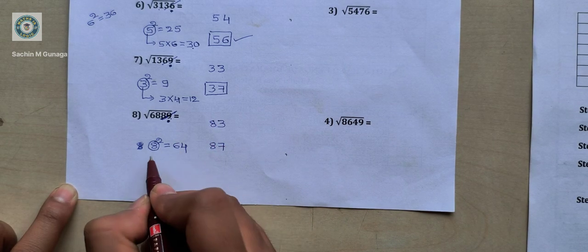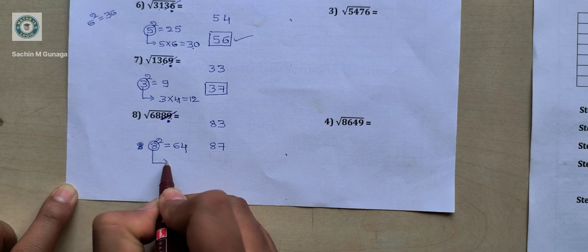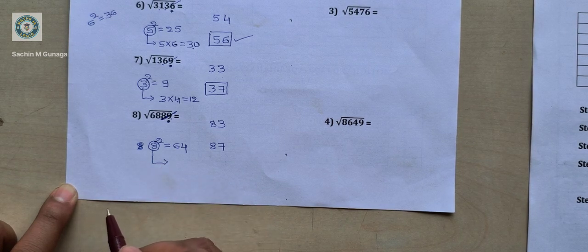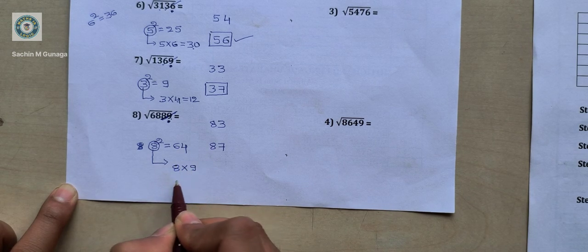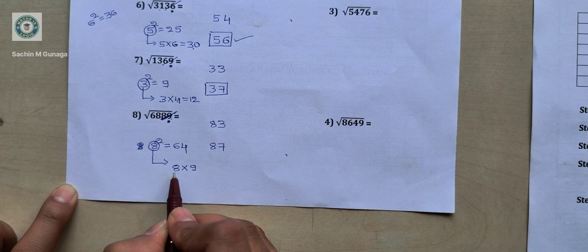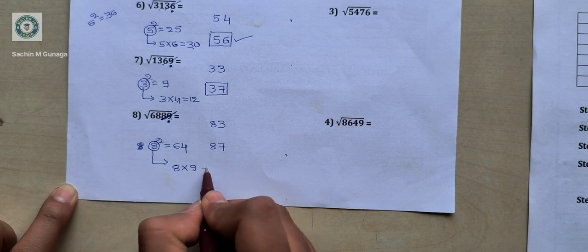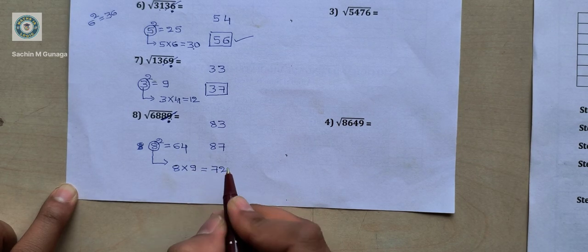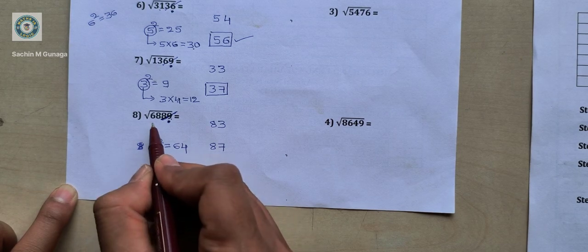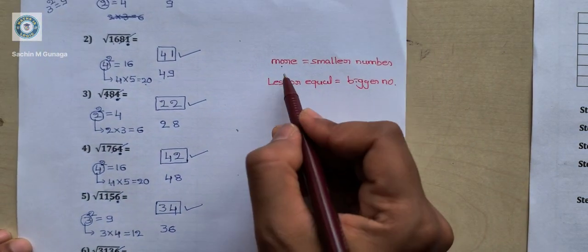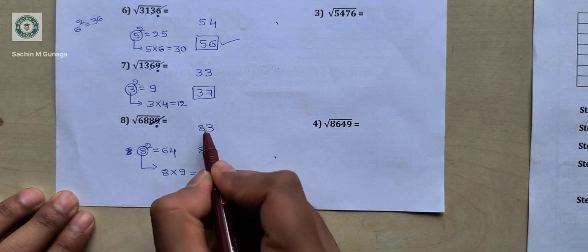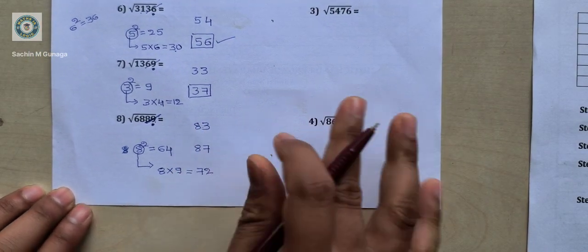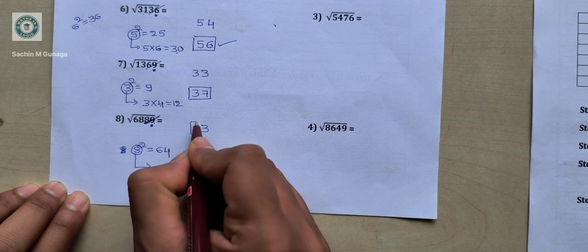After that, what is the final answer for this? For the perfect square number, we should multiply with its next digit number. What is the next digit number? Is 9, correct? After 8, 9 comes, therefore 8 into 9 is how much here? 72. You know 72 is more than 68. If it is more, what is the final answer? Smaller number. Therefore, in these two, which one is the smaller number? 83 is the smaller number.